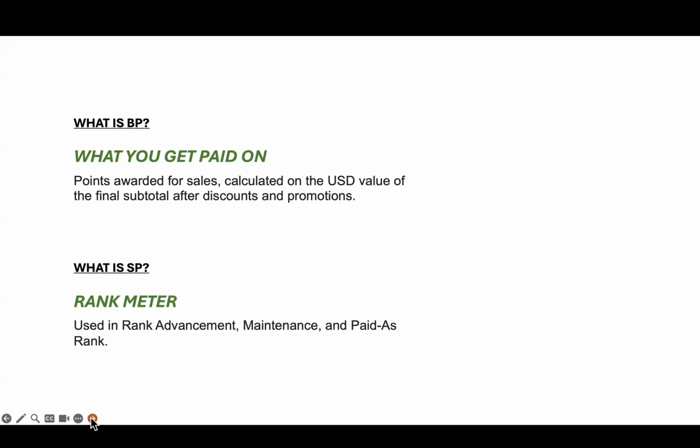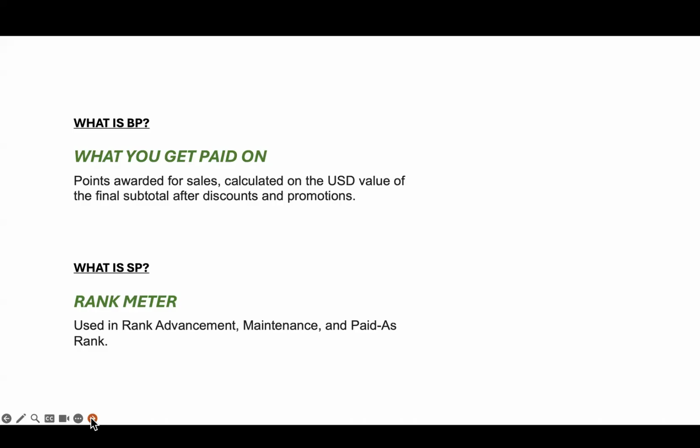You could look at it like dollars, but it's commissionable points that turn into money that gets paid to us. It's points awarded for sales, calculated on the USD value of the final subtotal after discounts and promotions. So BP is what we get paid on for all the activities that we do. Whenever you see BP, that's our money.